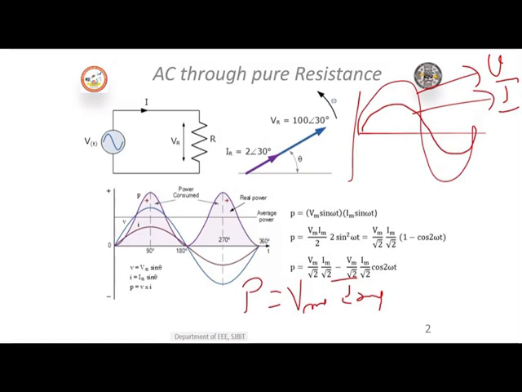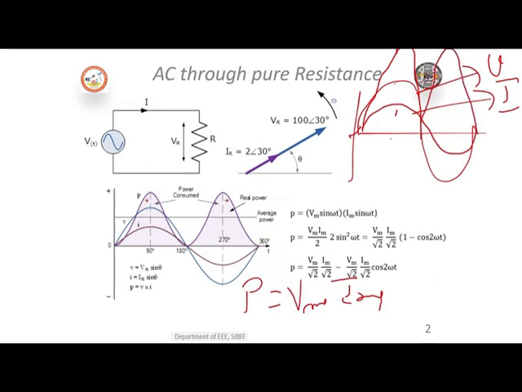At the initial condition, both will be at 0, and 0 multiplied by 0 is 0. Then at 90 degrees, both are at the maximum, so your power will be at the maximum. Then it starts decreasing. At 180 it will become 0. Next, both are negative. The current is minus and the voltage is also minus. Negative into negative will give a positive, so the power will be positive. It will reach the maximum at 270 degrees. Again it will decrease and it will reach the minimum at 0.